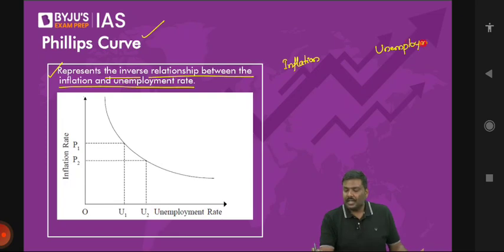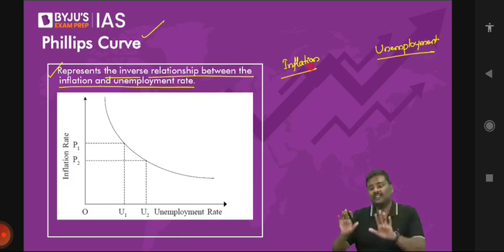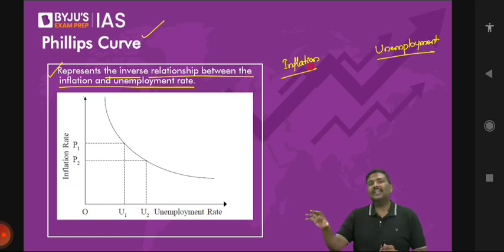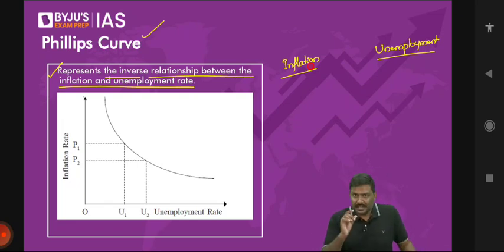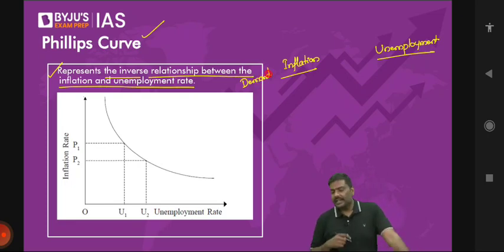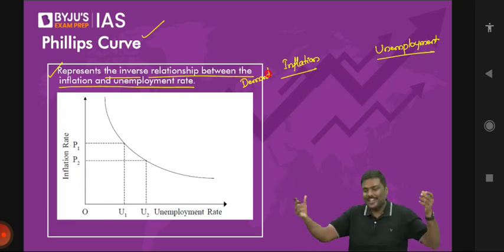Imagine a country is going through recession. Now, you tell me, if there is a recession, how much will be the demand for goods and services in the market? Do you think demand will be increasing continuously? Of course not. Demand will keep on decreasing. So demand is going down. Agree?